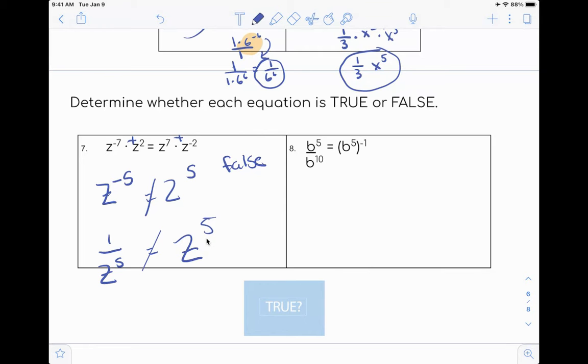So if I look at example number 8, I can apply the quotient rule to the left side because bases are the same, so I can subtract the exponents. So this becomes b to the 5 minus 10, which is b to the negative 5th power. On the right-hand side, I can use my power of a power rule, which says I multiply the exponents. And I know b to the negative 5 times 1 is b to the negative 5th power. And since b to the negative 5th power does equal b to the negative 5th power, this statement or equation is true.